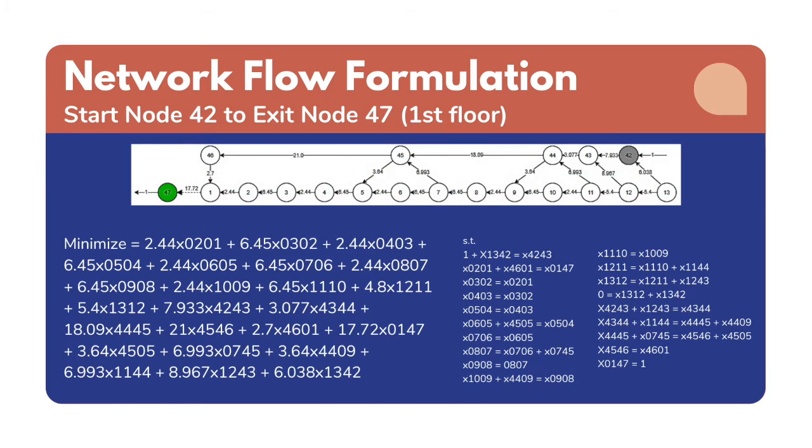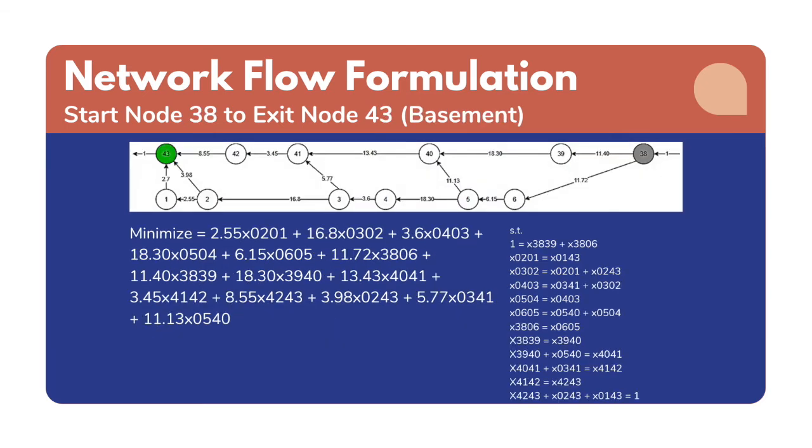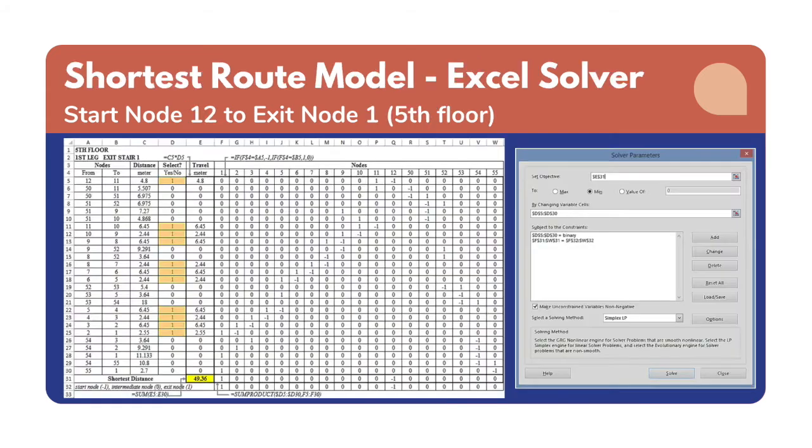Next sample formulation is from room 42 going to exit door 47 located at the 1st floor. This slide shows the last sample formulation, which is coming from room 38 going to exit door 43 located at the basement. Note that the formulation for the rest of the rooms on the 1st floor and on this floor is attached in the appendix. So to solve all the formulations based on network flow programming as discussed a while ago, a shortest route model was developed and Excel Solver was used. The following slides show the spreadsheet solution, solver parameters, and result of the 3 sample formulations.